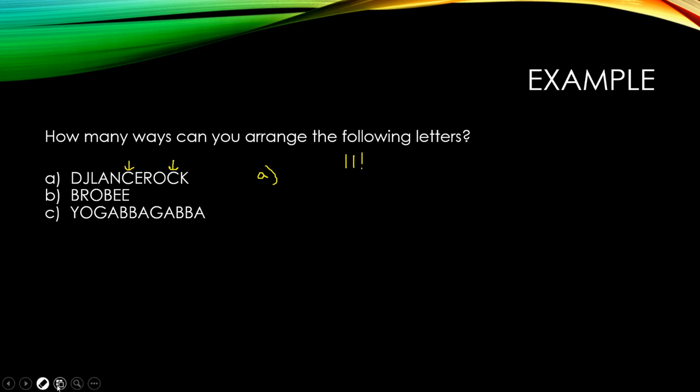Change back to my pen. Over 2 factorial. That's it. 11 factorial over 2 factorial. Only the C's are repeating, and there's 2 of them. So you divide by 2 factorial, and then you can work that out.